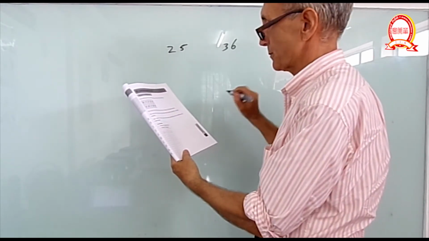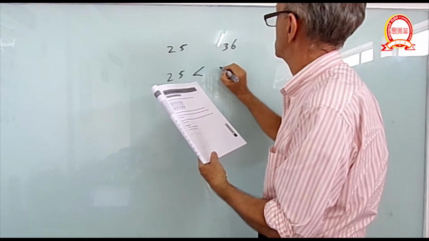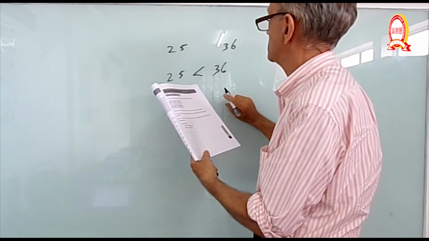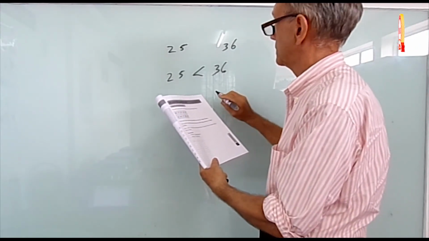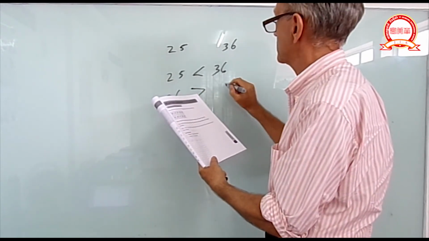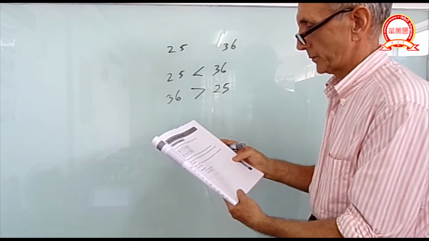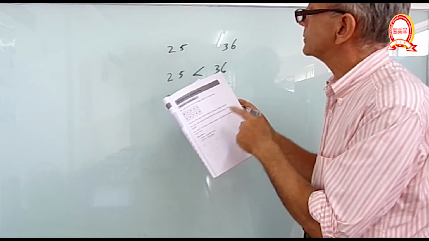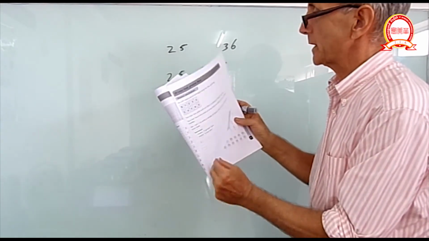Use those 2 numbers to make a number sentence. So 25 is less than 36. 36 is greater than 25. You can do the same thing for these. Make 2 more numbers and do the same for each one of these lines. That's the end of page 19.